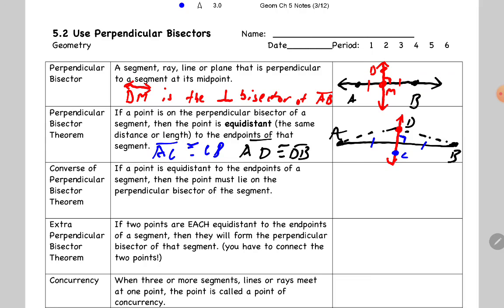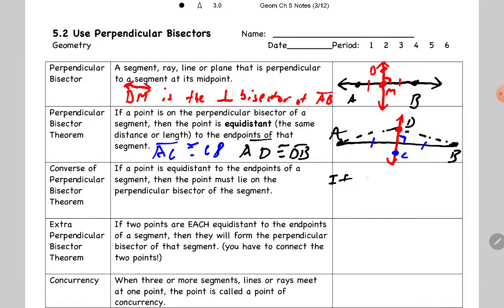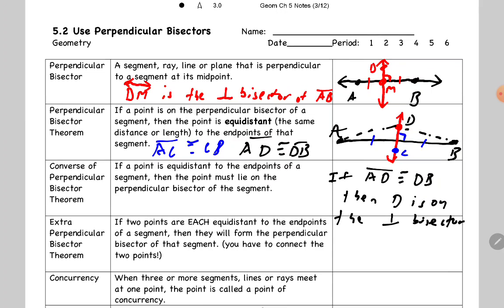And then it works backwards. If a point is equidistant, so I'm going to use that same picture and just say it backwards. So if AD is congruent to DB, then this point, and then D is on the perpendicular bisector. Okay.